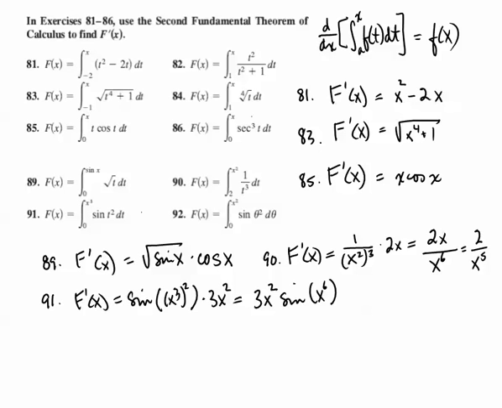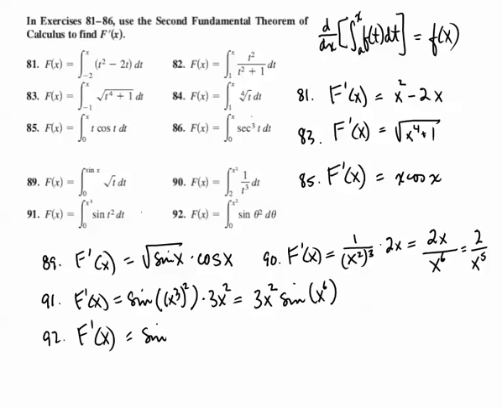I'll do number 92 as well. So hopefully that makes sense. So we're going to take the upper limit, which is x squared. We're going to plug it in for theta. Theta is just a dummy variable there. And so we're going to get sine of x squared quantity squared.